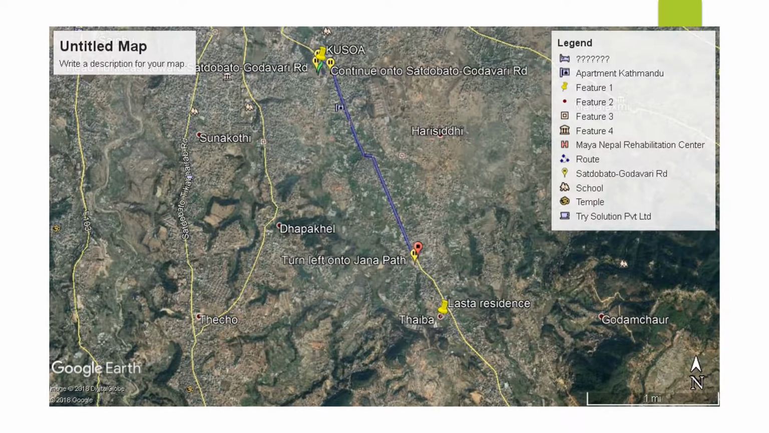So this slide shows the map where it shows the location from Kathmandu University School of Arts to Lasta residence, that is Taiba, Lalitpur.